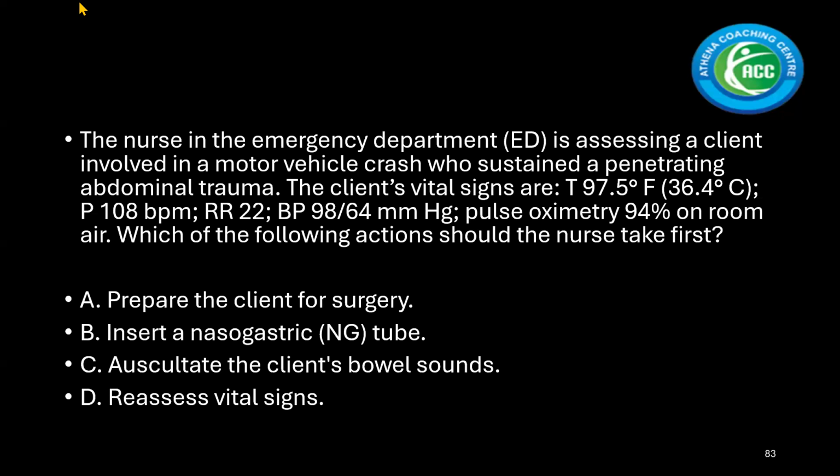So here there is an abdominal trauma. Understand the situation. Here there is an abdominal trauma; it is a patient with abdominal trauma. The patient's vital signs show variation. So which action should be done first? Whether we need to prepare the client for surgery or insert a nasogastric tube, which one should be done? Yes, you can just drop your answers. Auscultate the bowel sound.